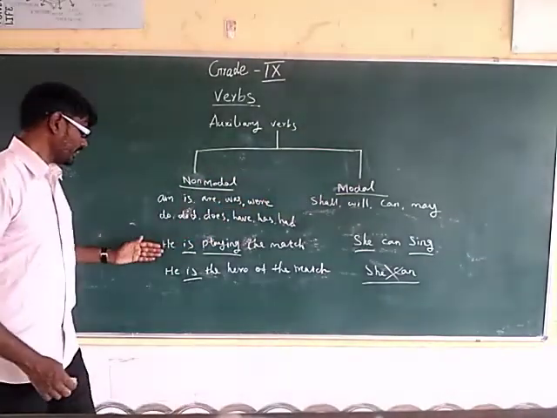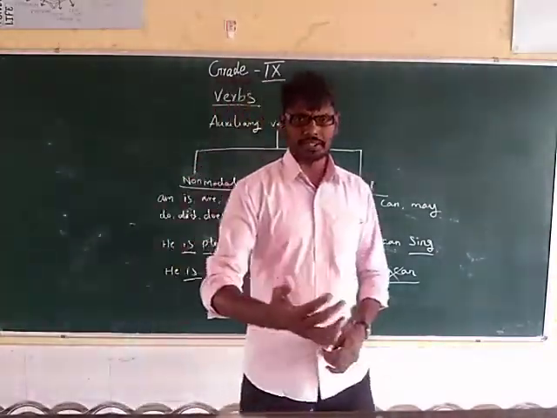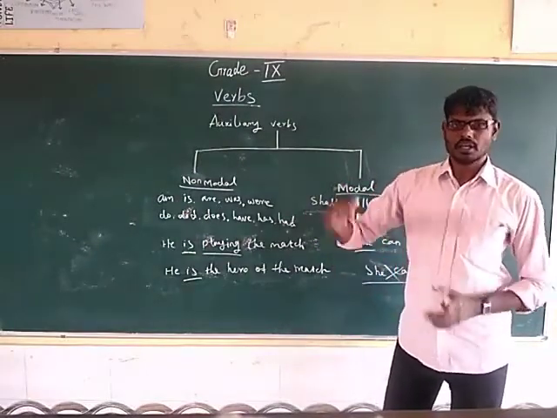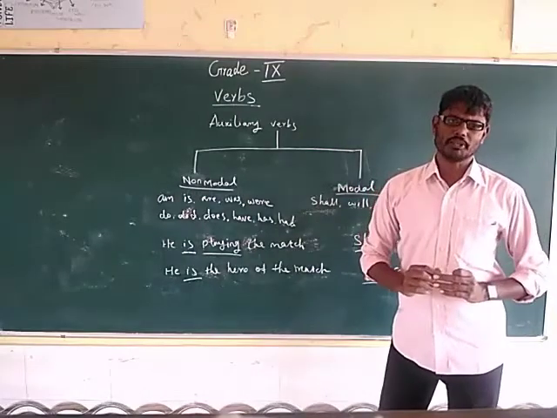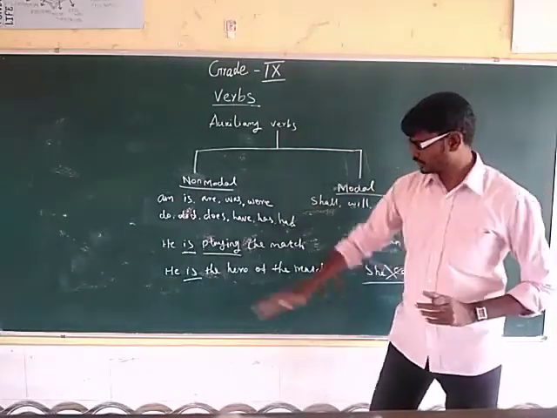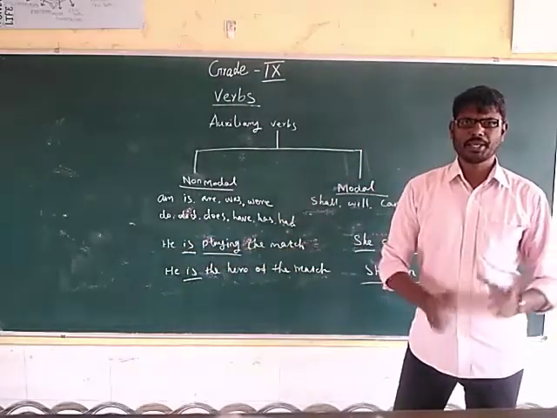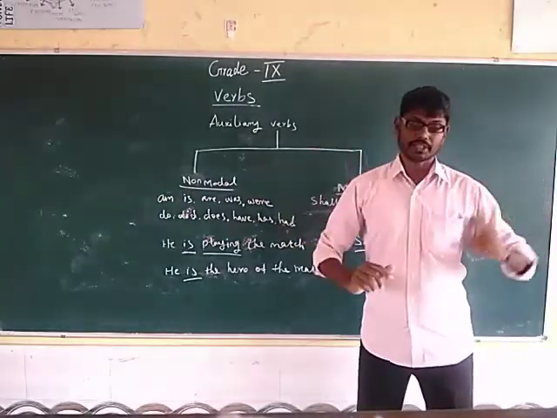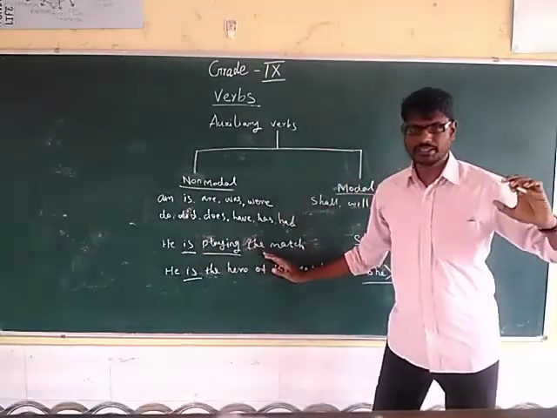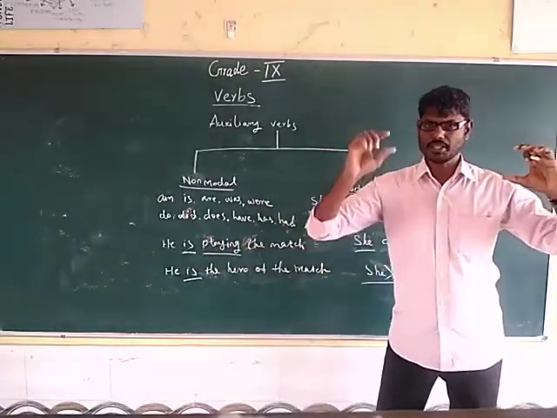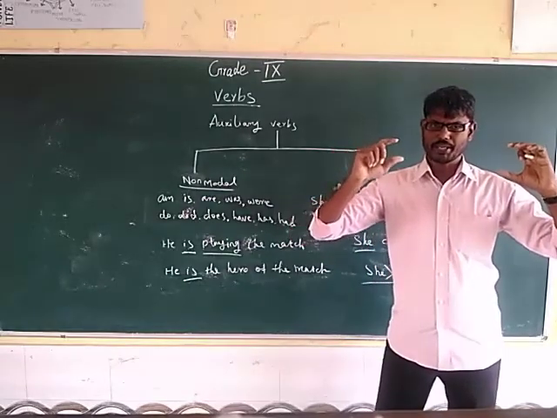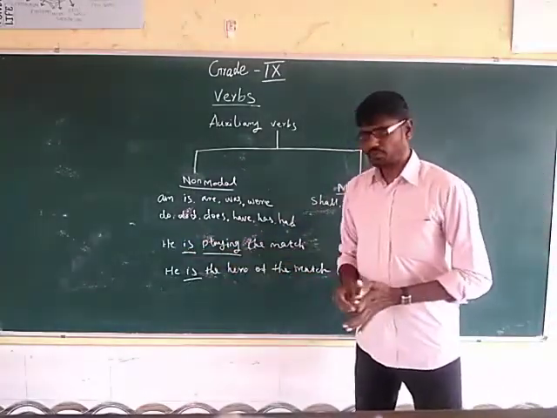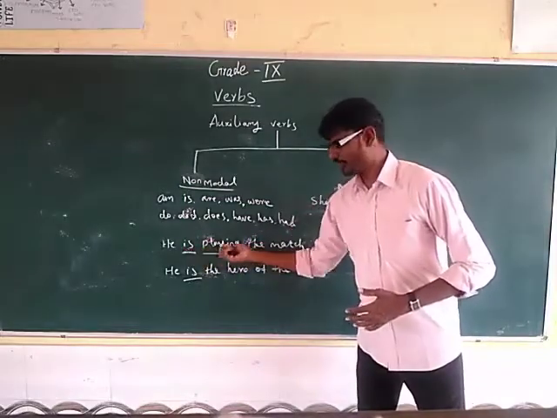Let us have some examples. He is playing the match. Here he is the subject. Is playing is the verb phrase. In the verb phrase, play is the main verb and is is the auxiliary verb. He is playing the match: is playing is the verb structure, is is the auxiliary verb, and playing is the main verb along with the auxiliary verb. So we can say easily that is is the auxiliary verb and play is the main verb.